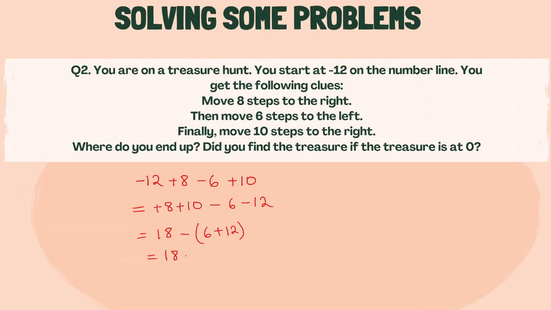So 18 minus 6 plus 12 is 18. So 18 equal to 0. So here what they are telling, did you find the treasure? If the treasure is at 0, so treasure is at 0. So yes, congratulations, you have found the treasure. You have found the treasure. Okay.